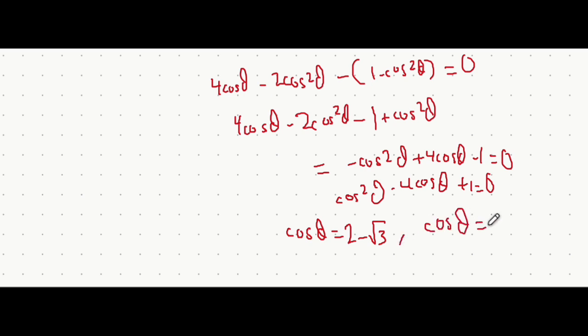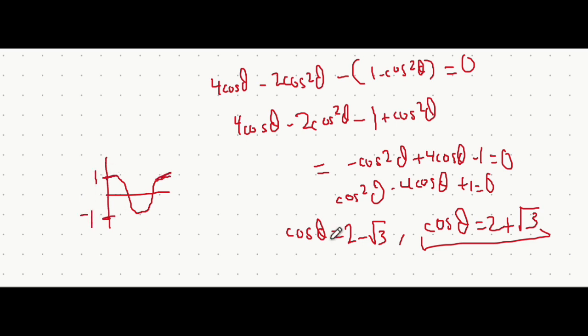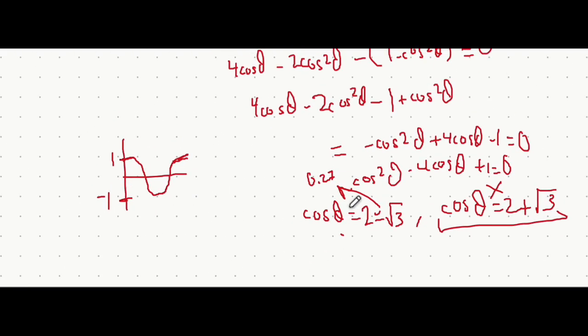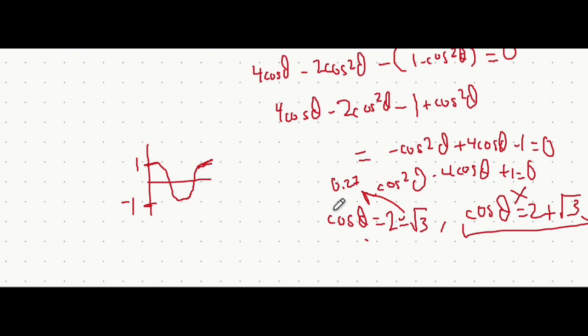Okay, let's think about these. Are these both valid solutions? This one actually is not, because for cos, we know the maximum value is 1 and the minimum value is minus 1. This goes way above 1, so that has no solutions. Whereas this one, 2 minus root 3, if I just quickly check, I think it's between minus 1 and 0, right? Oh, sorry, it's 0.27. So the fact that this is equal to 0.27 means that because it's between minus 1 and 1, this would give valid solutions.